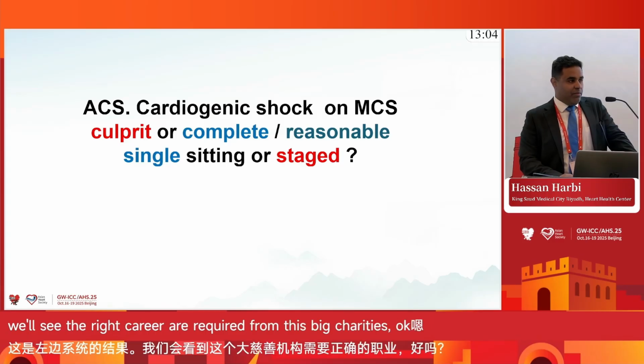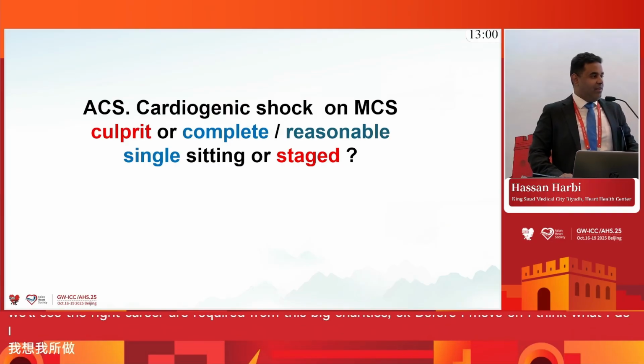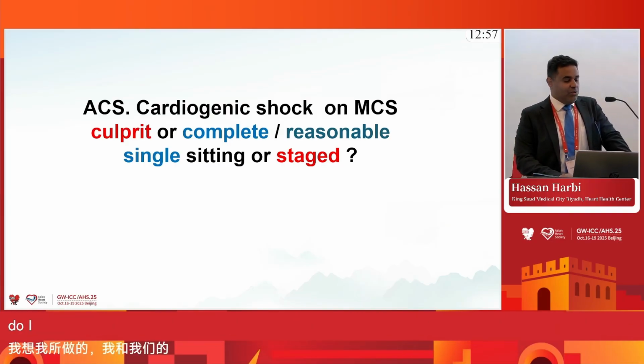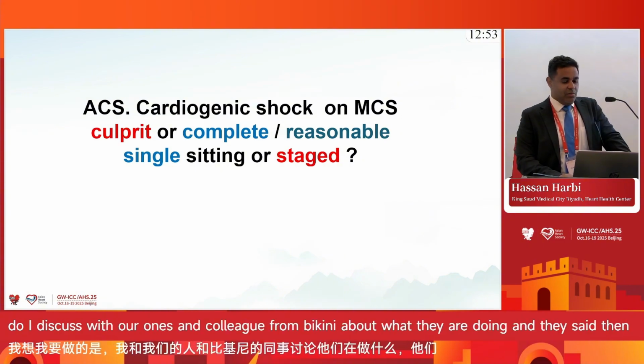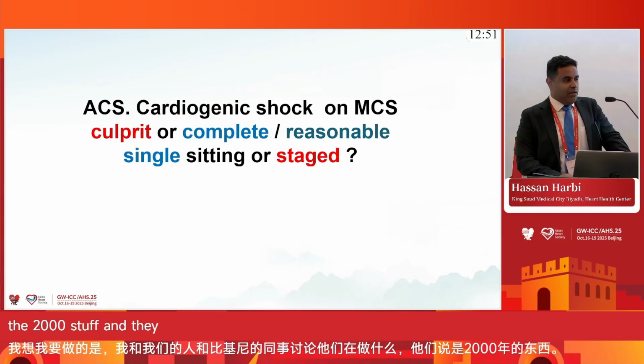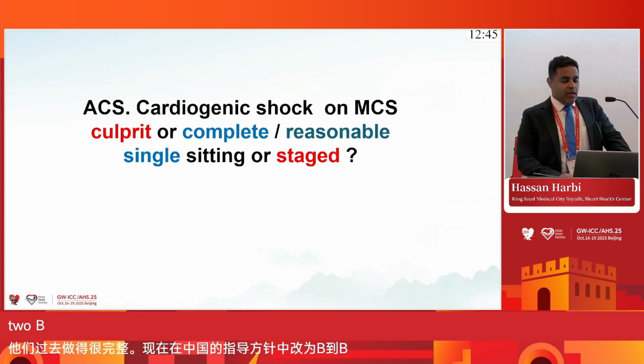Before I move on, I already discussed with our colleague from Peking what they are doing. They said since 2007 they used to do complete revascularization, and now the China guideline is changing to Class 2B.